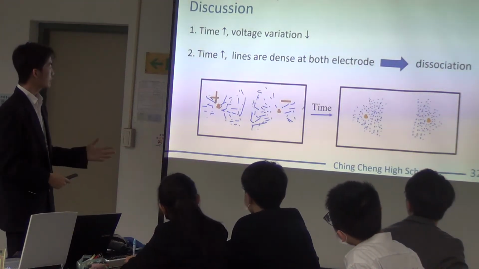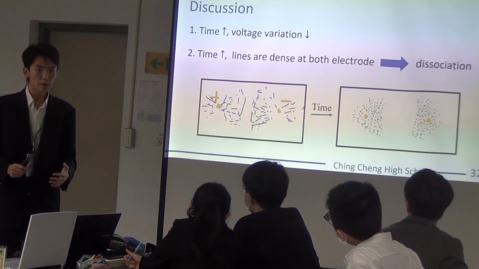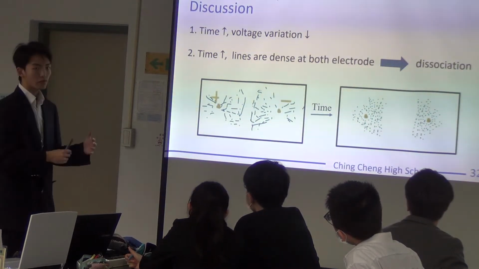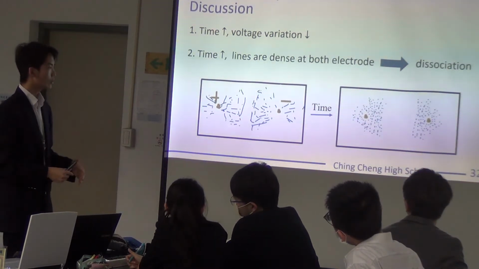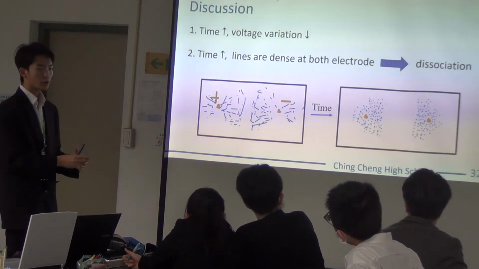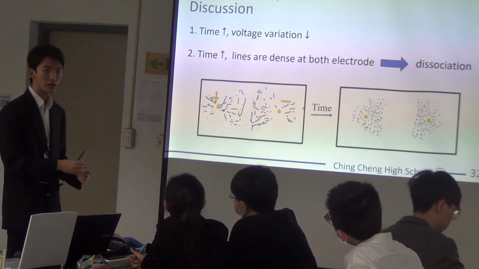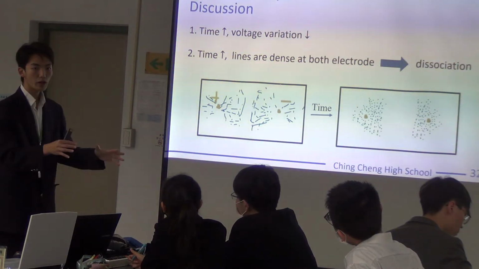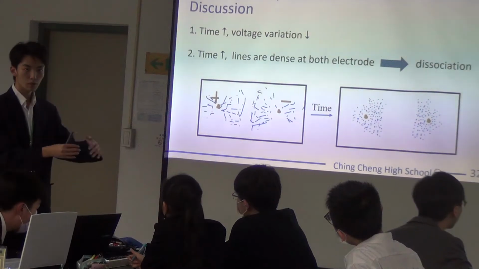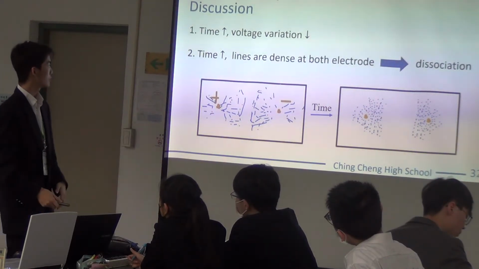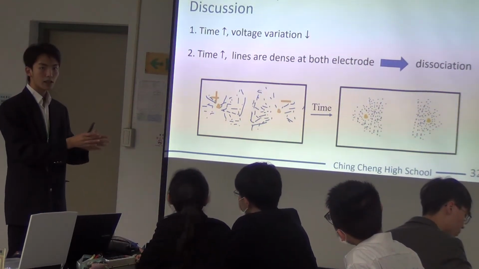So just as I mentioned in experiment 1, according to Fick's second law, the concentration will be affected by time, and it will be more equally distributed around the plastic board. So you will have a less dense equipotential line.